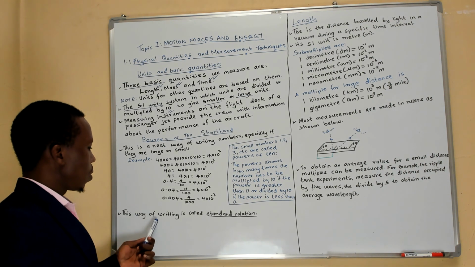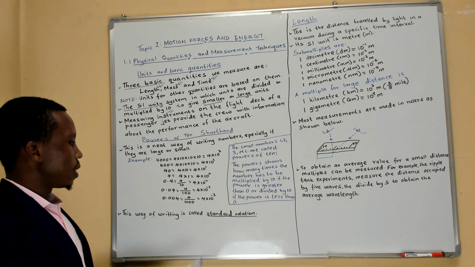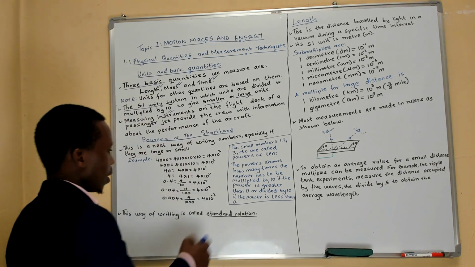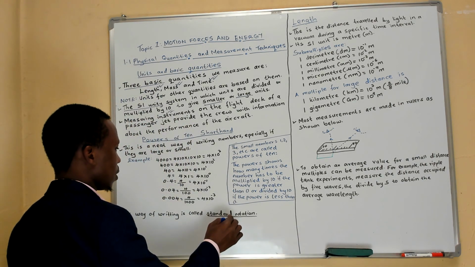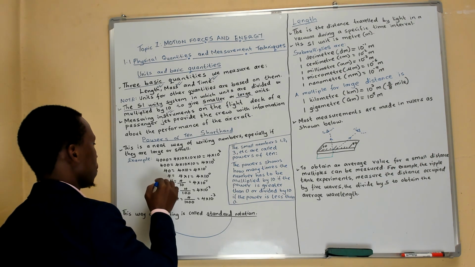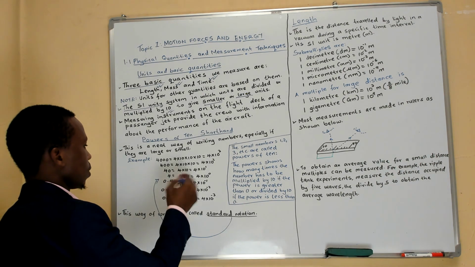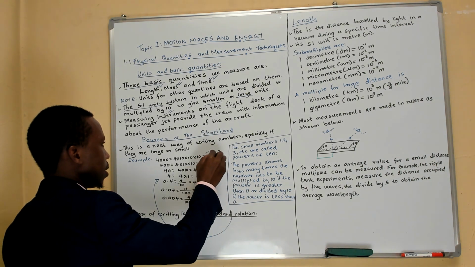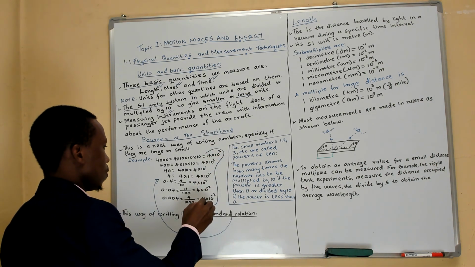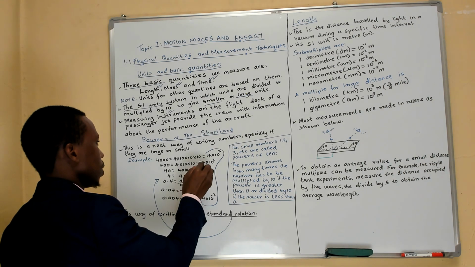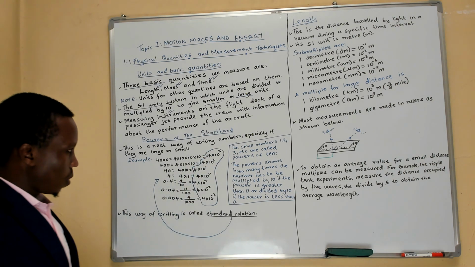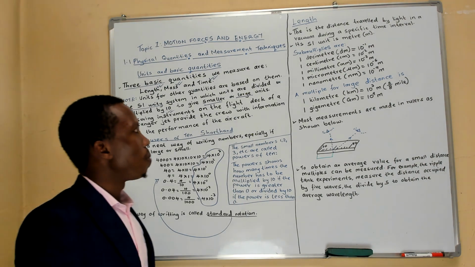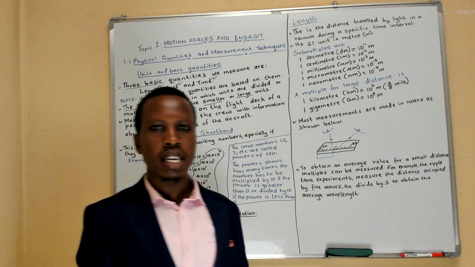So this way of writing is called standard notation. Write this down: this is what we call standard form or standard notation. If you give your answers like this, if you leave your answer like this, those are all standard form. Let us go to something else.